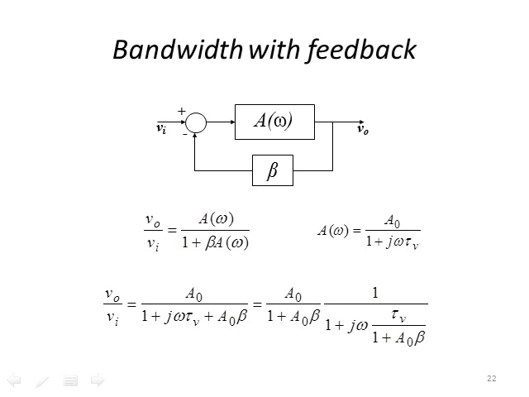And our new transfer function now is going to be V out over V in, which is equal to A0 divided by 1 plus j omega tau sub V plus A0 times the gain due to the feedback network, which then is A0 divided by 1 plus A0 beta, divided by 1 plus j omega tau V over 1 plus A0 beta.